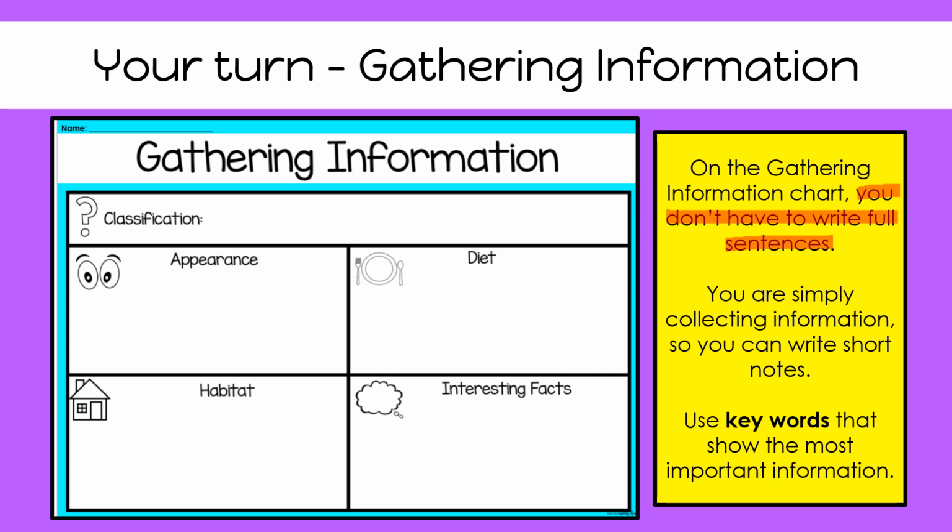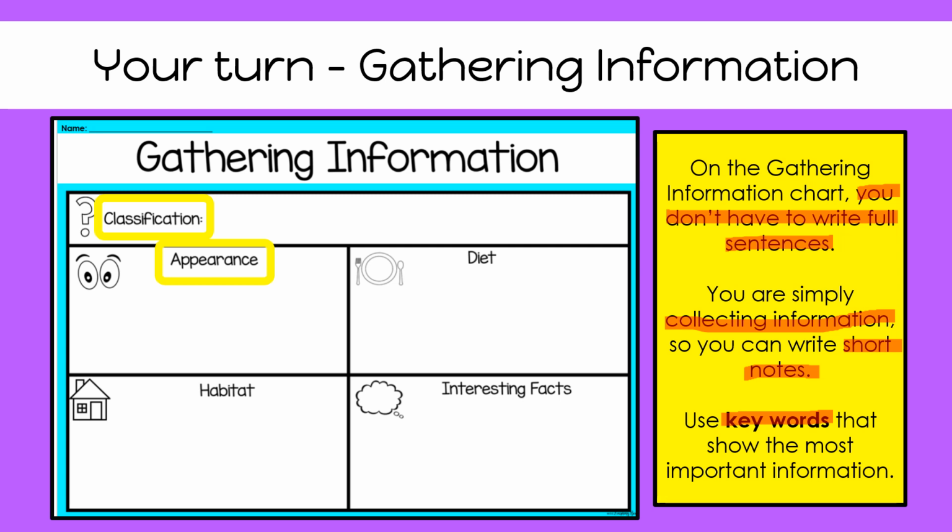So you're simply collecting information. You can write short notes about the animal. And remember to use keywords that show the most important information. So I'll show you an example of what that might look like now. So remember today we are focusing on the classification, and we're also focusing on the appearance. And you're also doing on a separate piece of paper or on the back of your paper a labeled drawing of your animal as well.